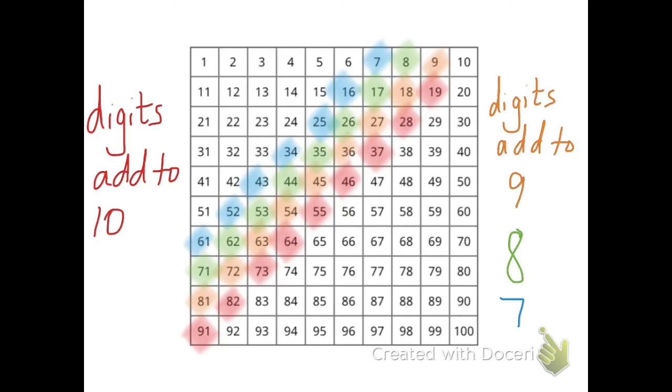Mathematicians like you would think about why these patterns are there.